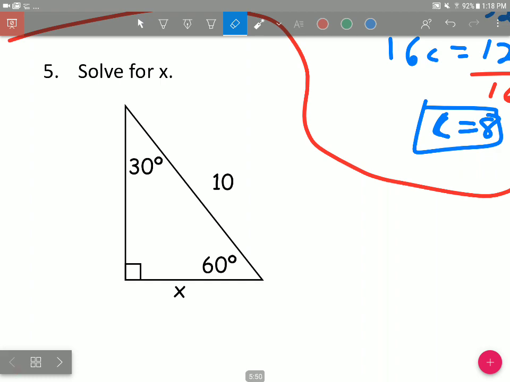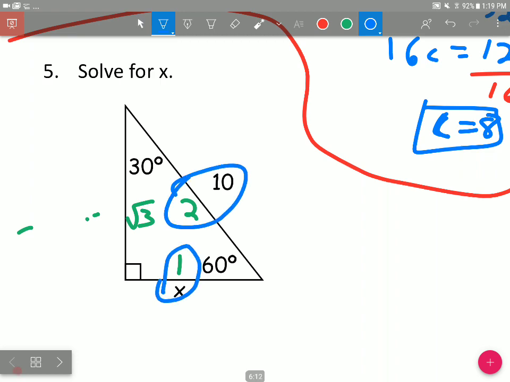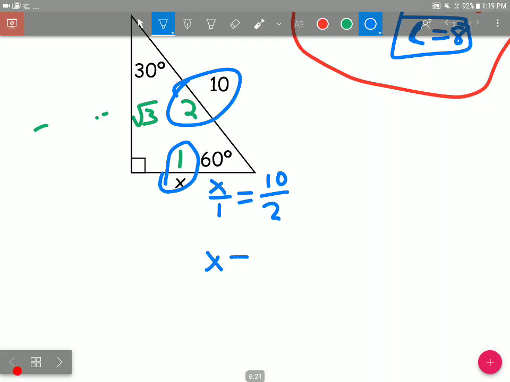All right, we have a 30-60 right triangle, so we're going to put in our ratios. So it's a 2, your shortest is a 1, your longer leg is a root 3. Remember, root 3 is like 1.7, so this is smaller than 2. Those are your ratios. And we'll do outside over in. Basically, distance over ratio, distance over ratio. So x over 1 equals 10 over 2. Oh gosh, we really almost don't have to do any math. X equals 5.